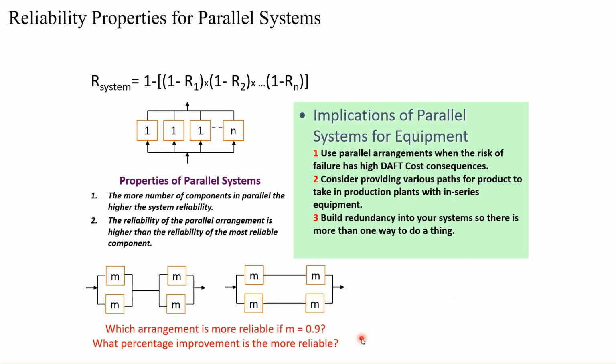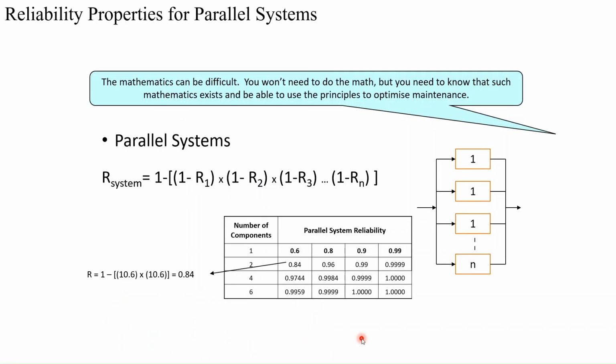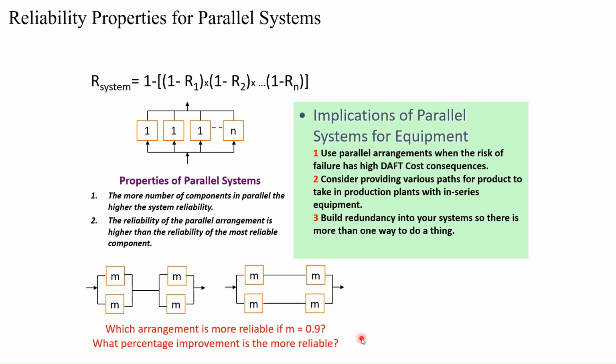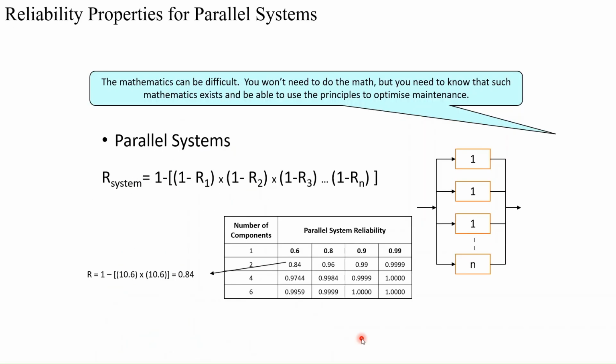Properties of parallel systems. The more components in parallel, the higher the system reliability. The reliability of the parallel arrangement is higher than the reliability of the most reliable component. Implications of parallel systems for equipment. 1. Use parallel arrangements when the risk of failure has high downtime cost consequences. 2. Consider providing various paths for product to take in production plants with in-series equipment. 3. Build redundancy into your systems, so there is more than one way to do a thing.